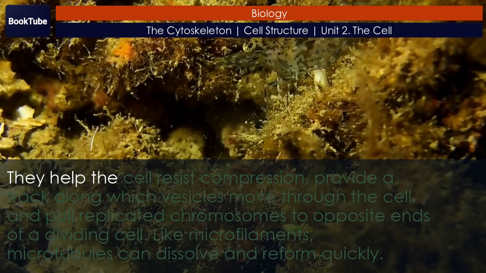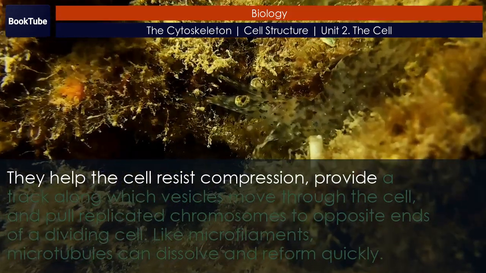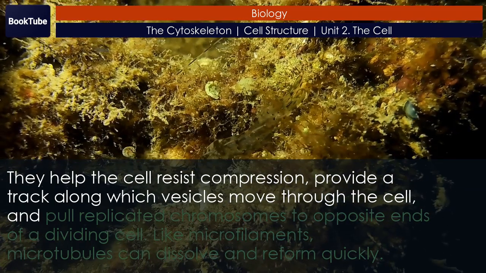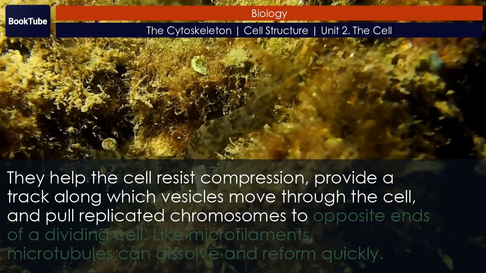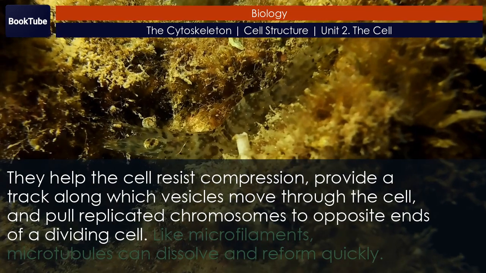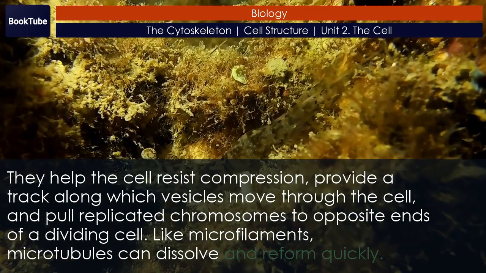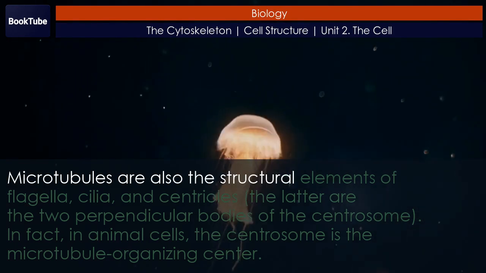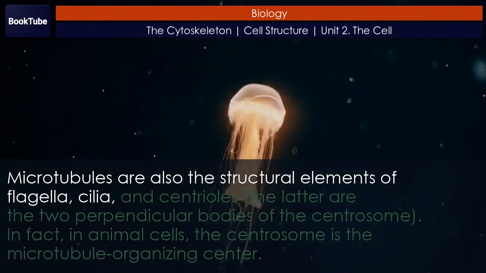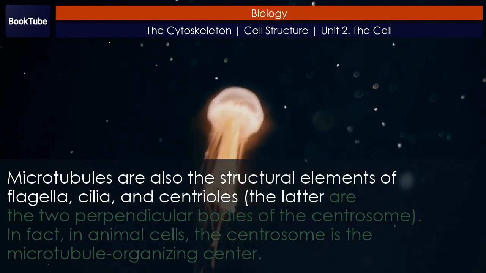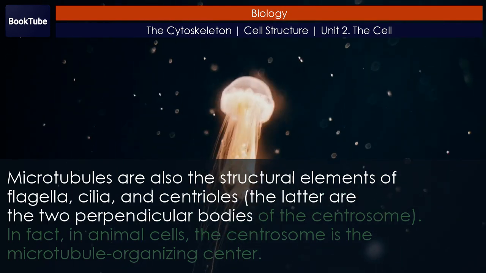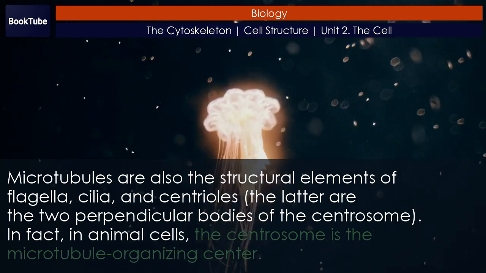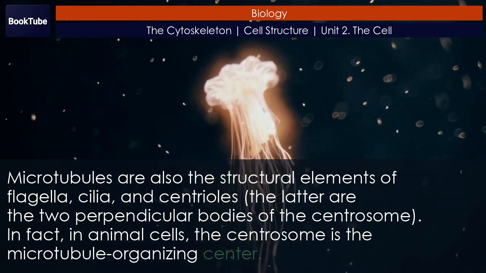They help the cell resist compression, provide a track along which vesicles move through the cell, and pull replicated chromosomes to opposite ends of a dividing cell. Like microfilaments, microtubules can dissolve and reform quickly. Microtubules are also the structural elements of flagella, cilia, and centrioles. The latter are the two perpendicular bodies of the centrosome. In fact, in animal cells, the centrosome is the microtubule organizing center.